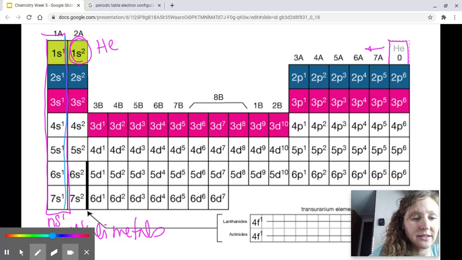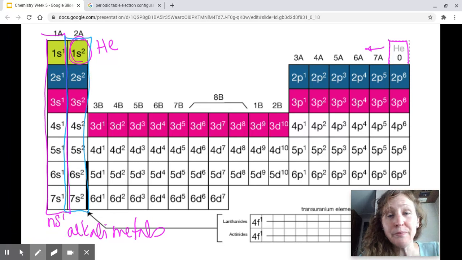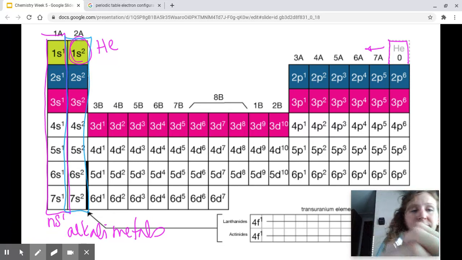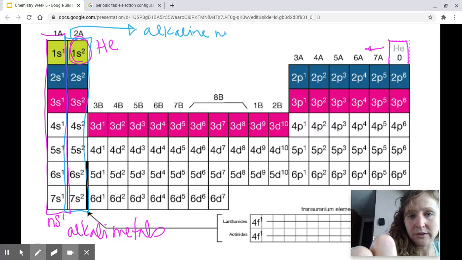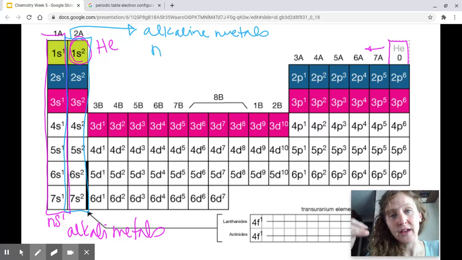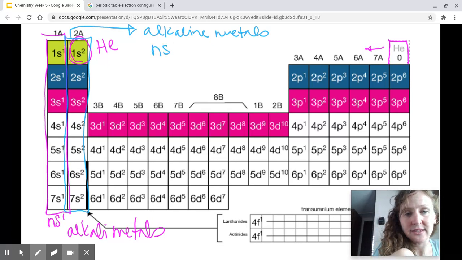Okay, let's take a minute then and try to write the code for the second family. This second family right here. Pause the video here, see if you can write the code for this second family. Okay, this second family, they are the alkaline metals. And their family code would be N instead of the energy level, and then S2.